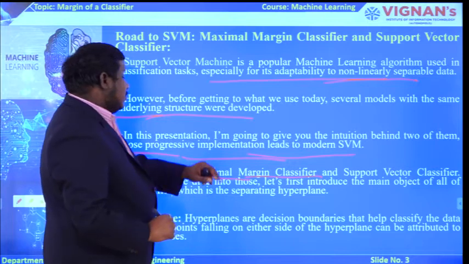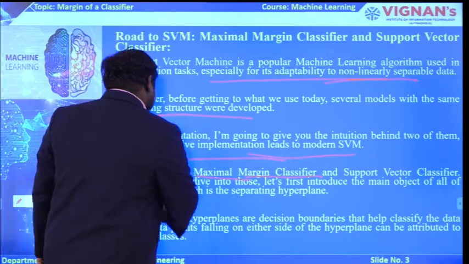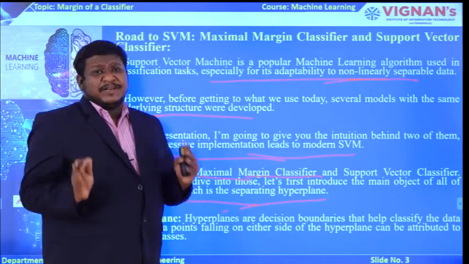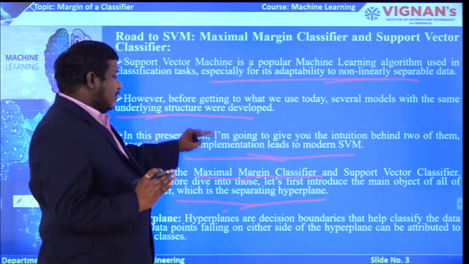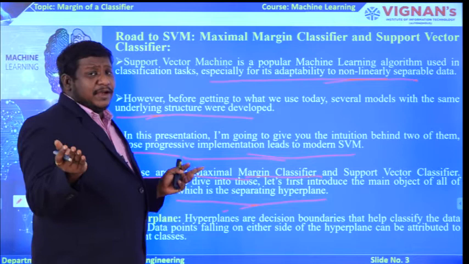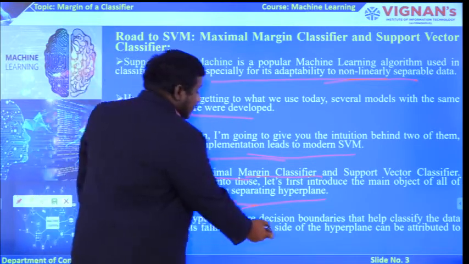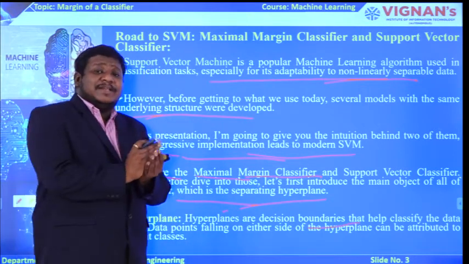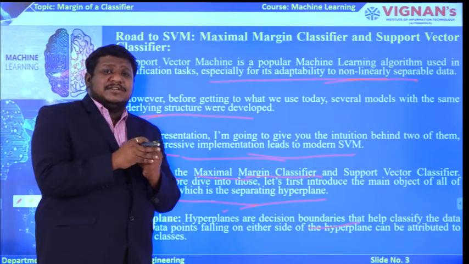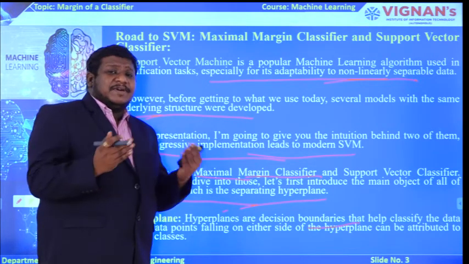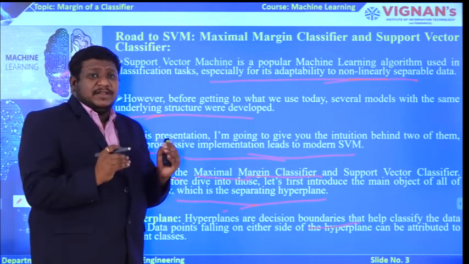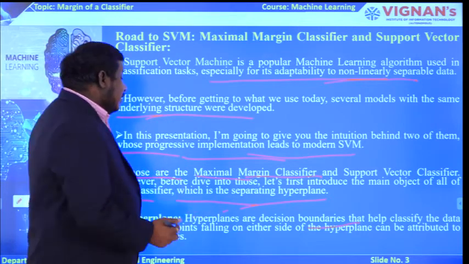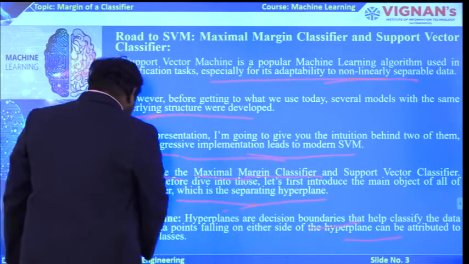However, before diving into this, let us first introduce the main objective of all the classifiers, which is the separating hyperplane. The separating hyperplane plays a major role in the two parameters, the margin of a classifier and the support vector classifier. You may have the doubt: what is a hyperplane? Hyperplanes are decision boundaries that help classify the data points. Basically, hyperplanes are boundaries for a decision to classify the data. To classify data points, we use some boundaries, and these boundaries can be considered as the hyperplane.